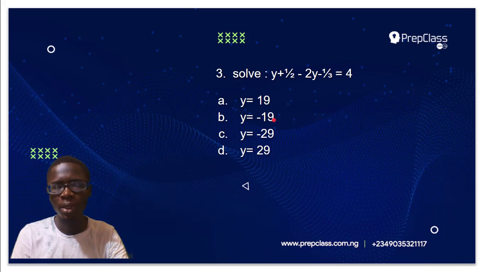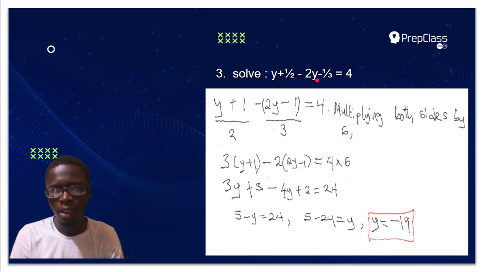So proceeding to question number 3, it says solve (y plus 1) all over 2. Yes, this 2 as denominator covers all this. And then minus (2y minus 3) all over 2, minus (2y minus 1) all over 3. So this 3 covers all this also. So the better picture here is something like this. So we have to work on this and find the value of y.